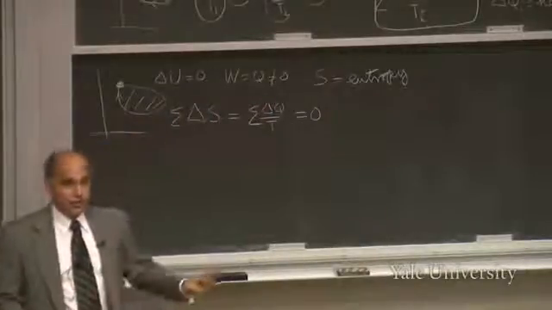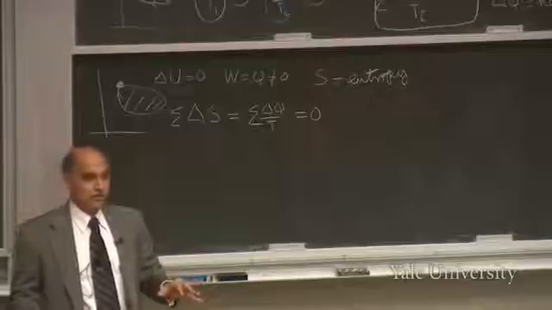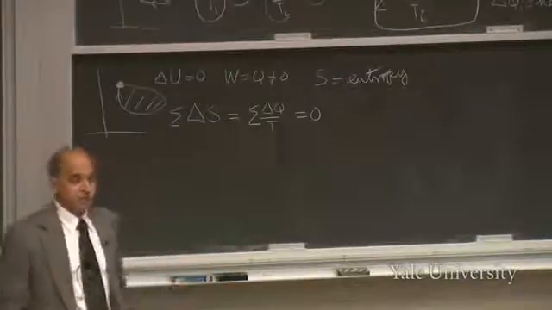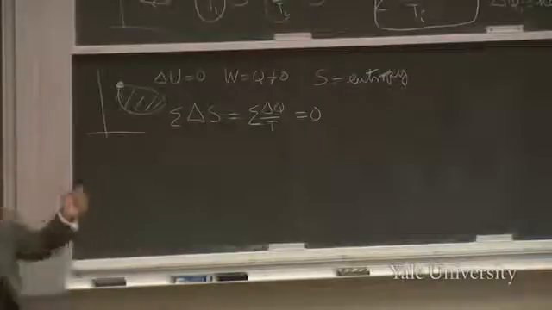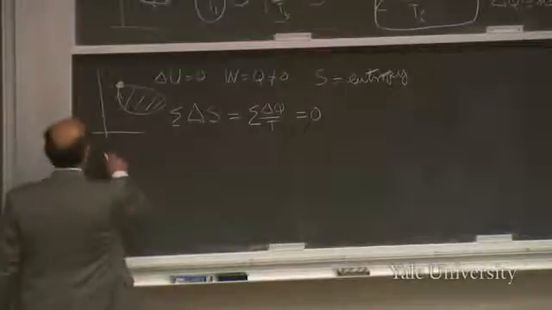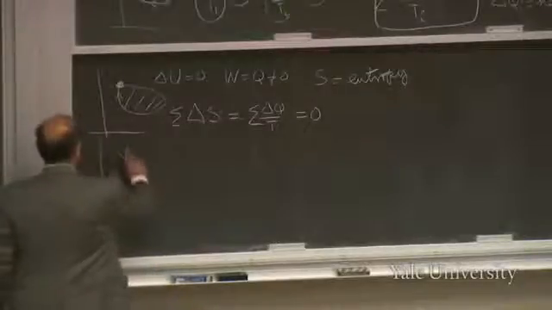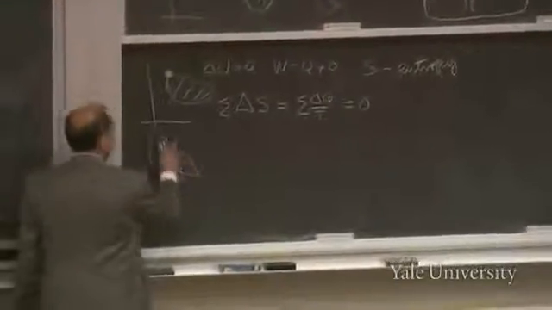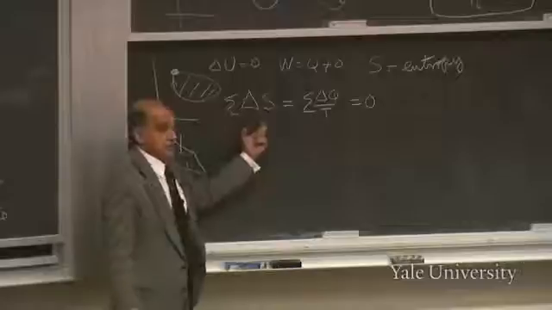In other words, Q1 was not Q2. Q1 was bigger than Q2. But Q1 over T1 precisely balances Q2 over T2. The heat absorbed at higher temperature, if divided by T1 to compute the change in entropy, then in the upper part of the Carnot cycle here and the lower part of the Carnot cycle here, the two canceled as far as the entropy change is concerned.